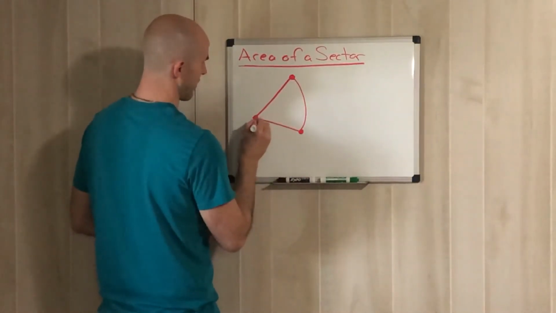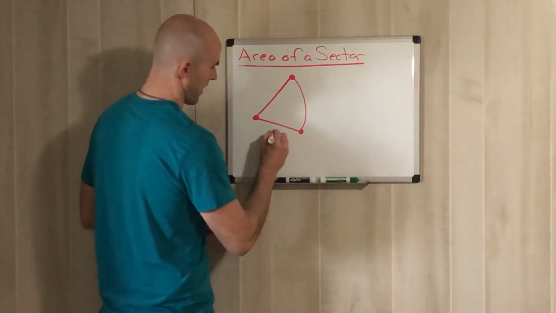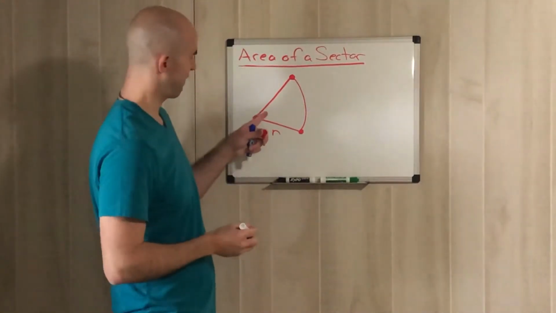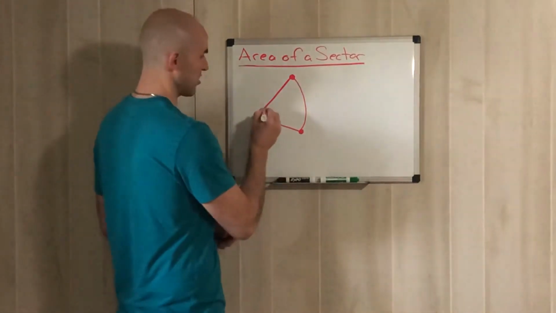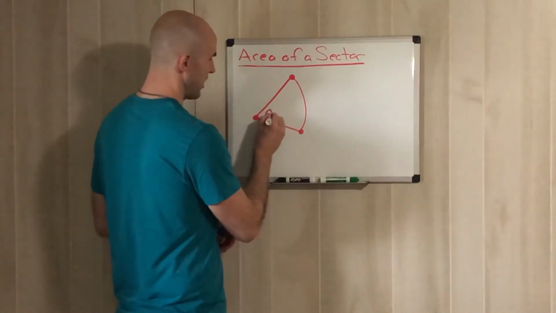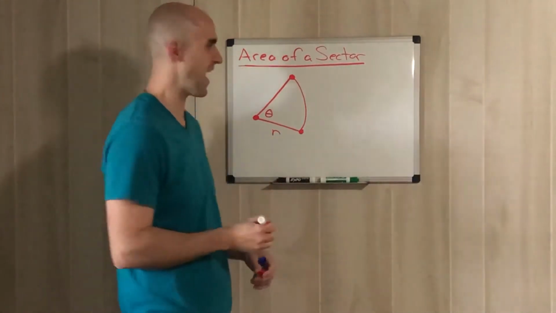We have a radius, so let's just call that R. And then we have the measure of the central angle, which is just an angle that touches the center of the circle. And what we used yesterday was a Greek letter called theta. It just represents the measure of the angle, right?